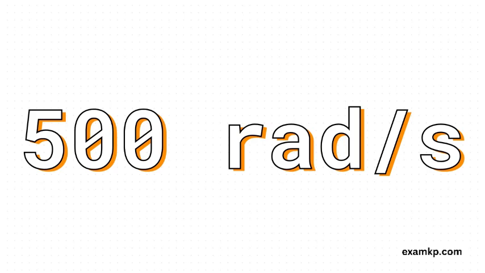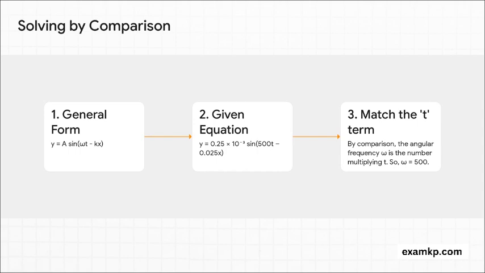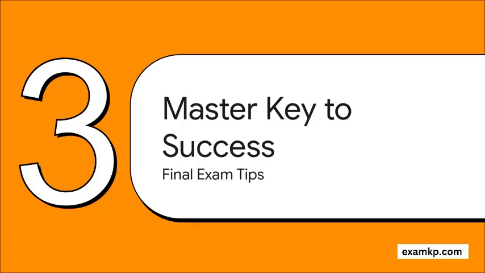Well, it's not about complicated math. It's about knowing the secret code. So here's the secret. The trick to these problems is just pattern recognition. You just have to know the general wave equation, which you see right there. Then all you do is line it up right underneath the equation they gave you in the question, and you just compare them. You see that the angular frequency, that little omega symbol, is always the number right next to the t. And in our question, that number is 500. It is literally that simple. No crazy calculations needed. And there you have it.